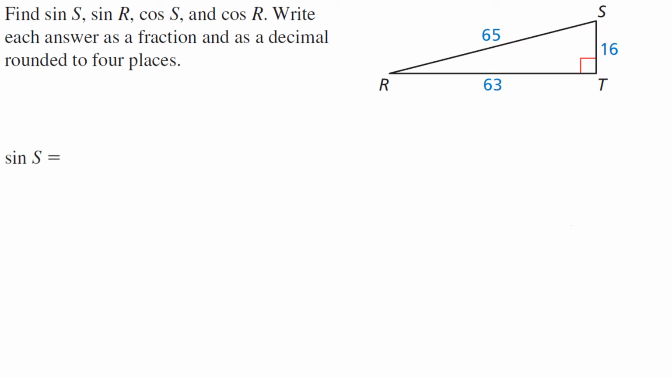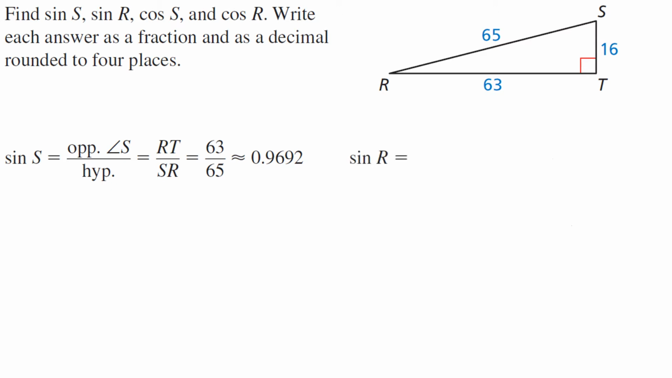So, sine of S, opposite over hypotenuse, that'll be 63 over 65. So there's an exact answer as a fraction. If I grab a calculator and divide, about 0.9692. Sine of angle R. Now the opposite is 16, hypotenuse is 65. That fraction will not reduce, but I can grab a calculator, get a decimal approximation, 0.2462.